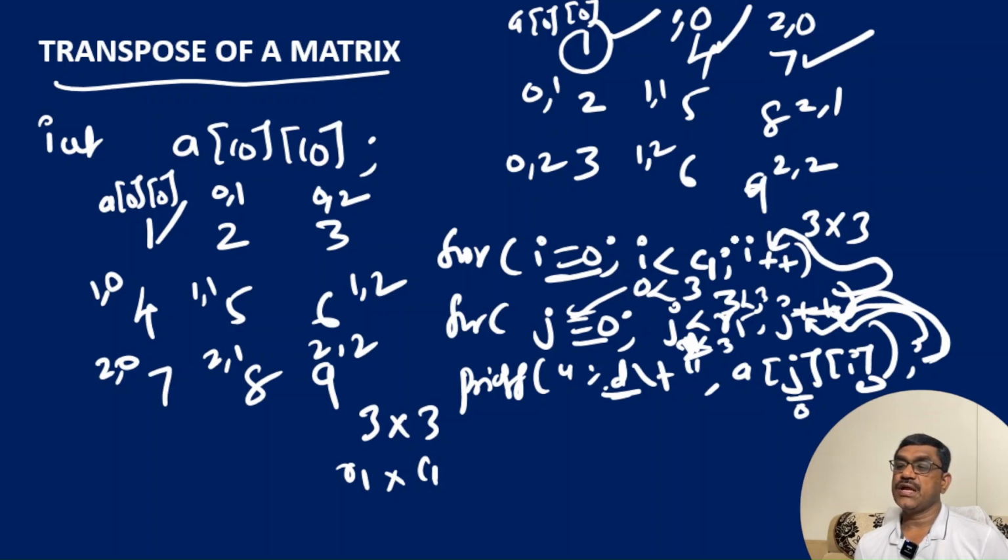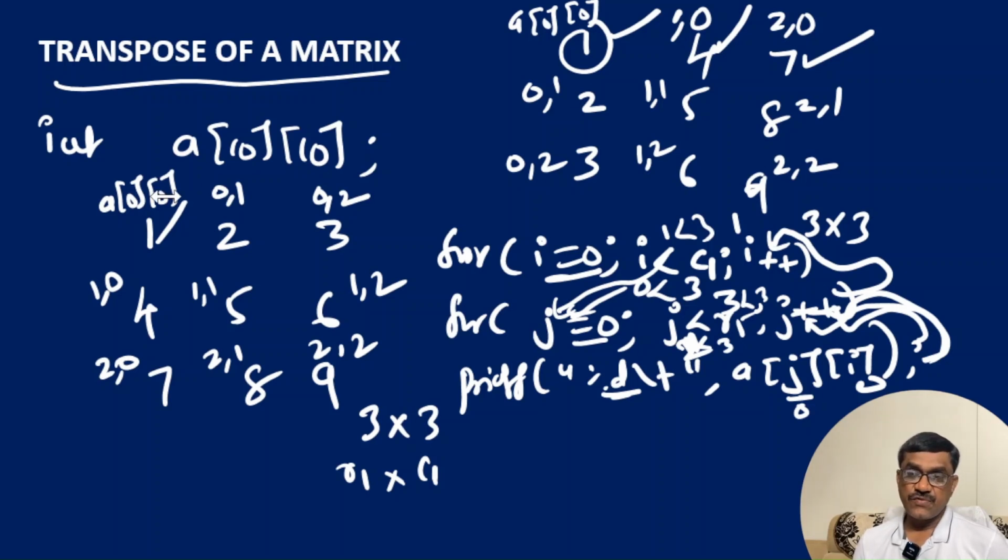Okay, in the first for loop, i is incremented by 1. Again, the condition is tested: 1 is less than 3. Yes, so again we are moving back to the second for loop and j equals 0. Next we are going to print the second one: 2, 5, 8, then 3, 6, 9. This is a simple logic to find out the transpose of a matrix.